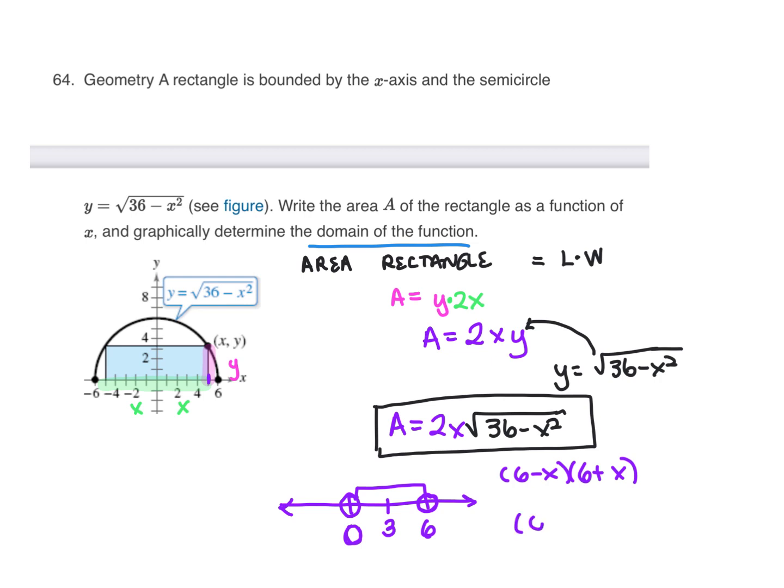So therefore, we can say the domain is between 0 and 6, non-inclusive, because again, that x value cannot be 0, and the height cannot be 0. And if x is 6, then the height is going to be 0, and you're just going to have a line, so that doesn't work.